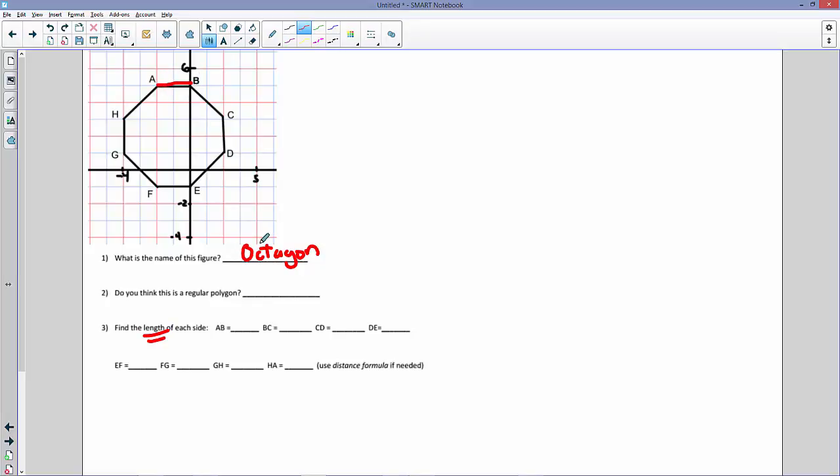If you have horizontal or vertical lines, guys, it's just counting boxes. CD is also 2. FE is also 2. HG is also 2. Okay? Now, the remaining ones are diagonal lines. How do you find the length? Well, you can use the distance formula. The length. You can find the distance formula and do this.